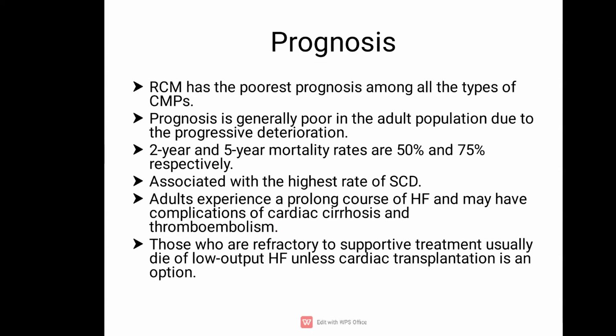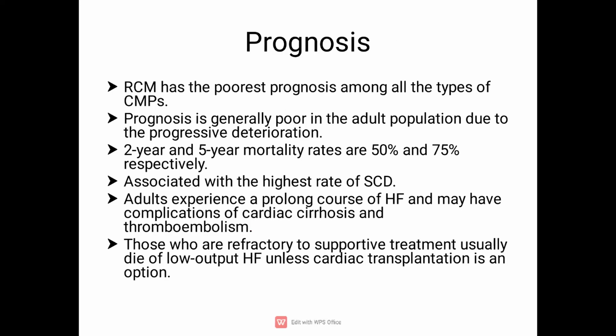Now, prognosis. Restrictive cardiomyopathy has the poorest prognosis among all the types of cardiomyopathies. Its prognosis is said to be generally poor in the adult population due to the progressive deterioration. That's why most times they present at a very late stage by the time the diagnosis is actually made. The 2-year and 5-year mortality rates are said to be 50% and 75% respectively, and it is also associated with the highest rate of sudden cardiac death. Then those who are refractory to supportive treatment usually die of low output heart failure unless heart transplantation is offered to them.